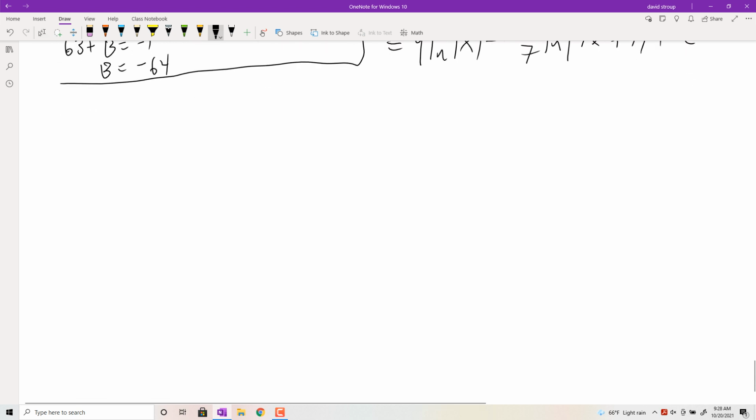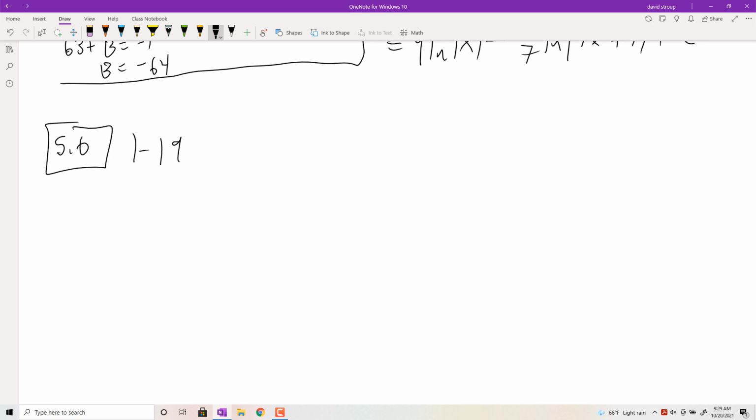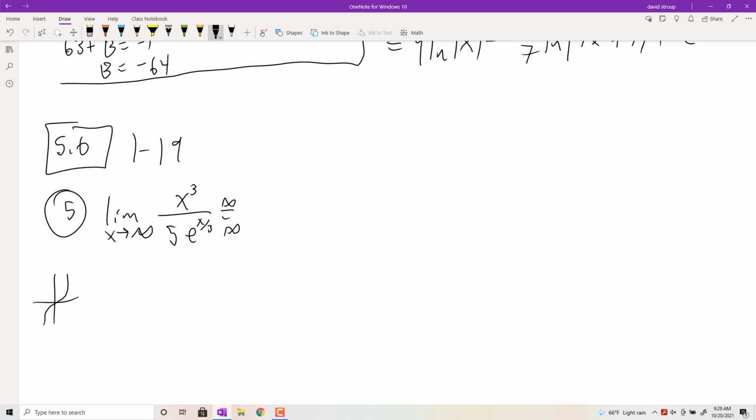The next section is 5.6. It was all about limits, and in particular L'Hopital's rule. So there's kind of the standard limit problems where maybe you're having to do L'Hopital's once or twice. Here we have something in one of those forms. So you do L'Hopital's when you have 0 over 0 or some version of infinity over infinity. We have an infinity over infinity form here. So x cubed will go to infinity as x goes to infinity. And then 5e to the x over 3 will also go to infinity.